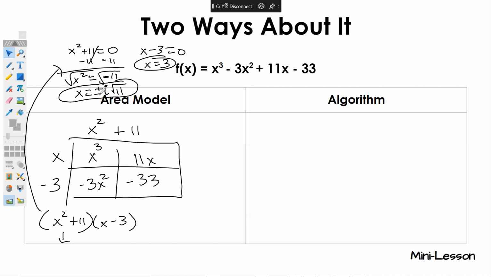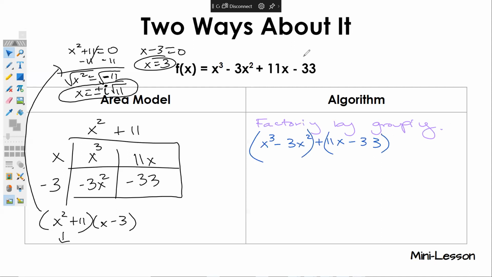Now, I'm going to show you the way that I learned how to do this back when I was in high school. This is called factoring by grouping. I think it's faster. It's probably similar to something you've seen in the past. I think you saw this back in middle school. So what you're going to do is you're going to rewrite your expression. And you're going to put parentheses around the first 2 things and the last 2 things.